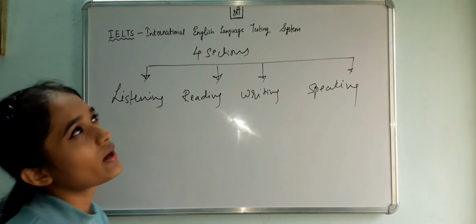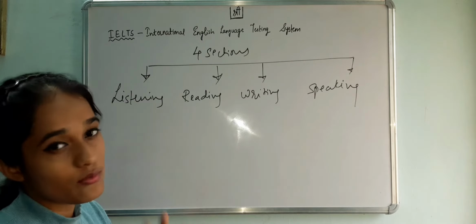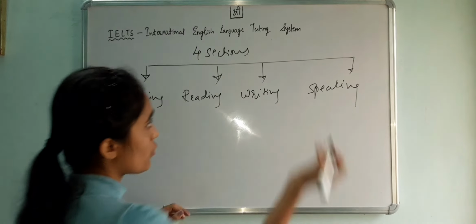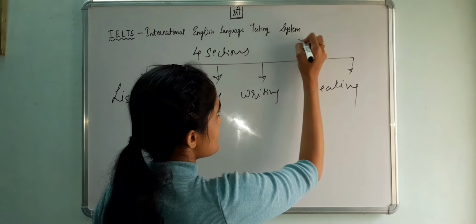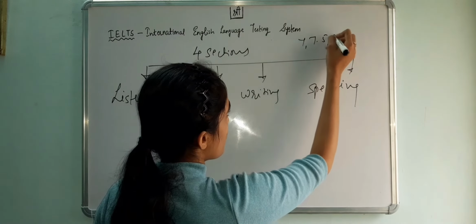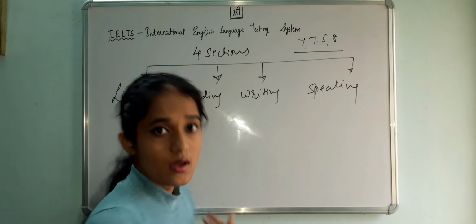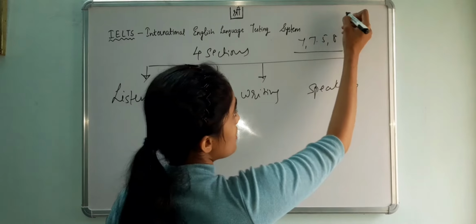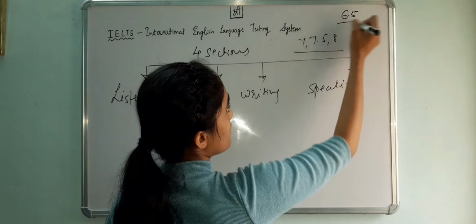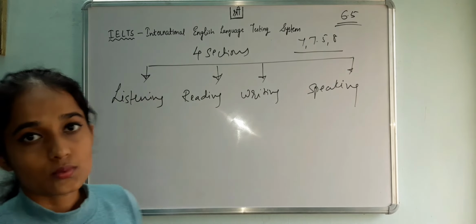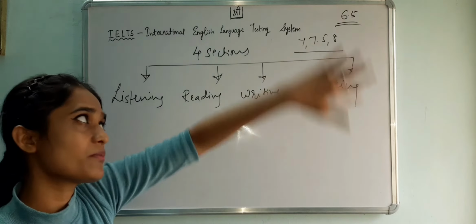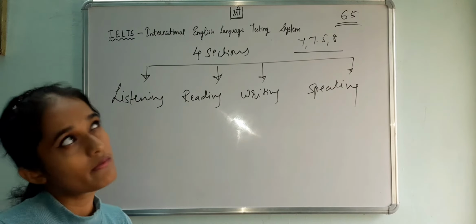So we need to score at least more than 6, 6.5 or more than 7. That would be a good score. And the overall score also, we should score nearly 7, 7.5 or 8. These are the good scores. But there are some universities that even accept a score of 6.5 band. So just try to get above 7.5 so that you get into a very well-known college.